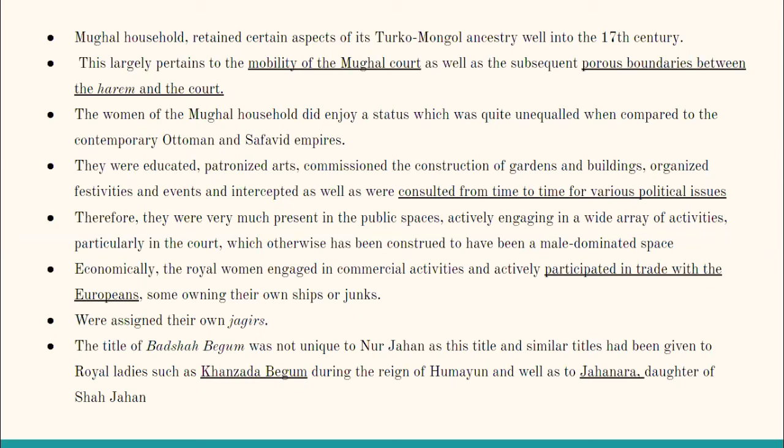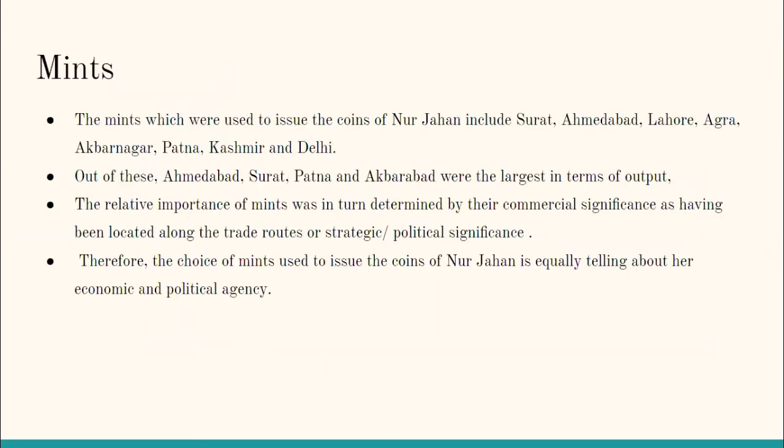So if we look at the location of the mints of Nur Jahan, which were used to issue her coins, they included Surat, Ahmedabad, Lahore, Agra, Akbarnagar, Patna, Kashmir, and Delhi. Out of these, Ahmedabad, Surat, Patna, and Akbarabad were the largest in terms of output. And the relative importance of mints was in turn determined by their commercial significance as having been located along the trade routes, or having some strategic or political significance. Therefore, the choice of mints used to issue the coins of Nur Jahan is equally telling about her economic and political agency.